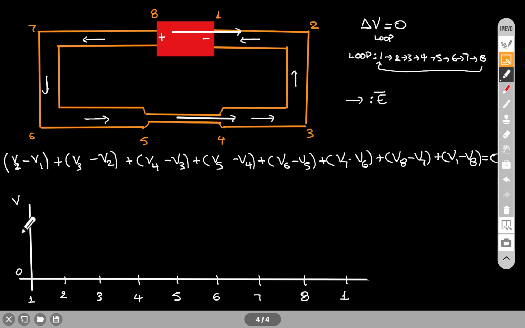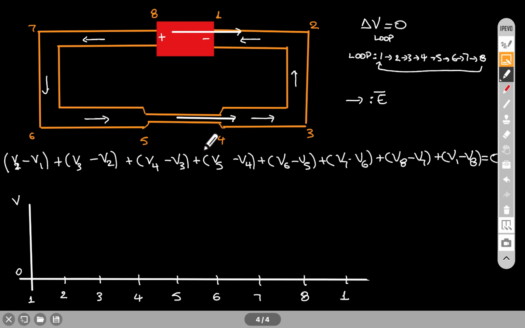Now, what I'm going to do though, I will just make the potential at 1 to be 0. Okay, I can set the 0 wherever I want. As I said, I measure potential differences anyway, so I can make the 0 to be anywhere. And I'm going to make point 1 to have a potential of 0. And then when I do the measurement, V2 minus V1, I'm going to see whether it's going to go up or down.